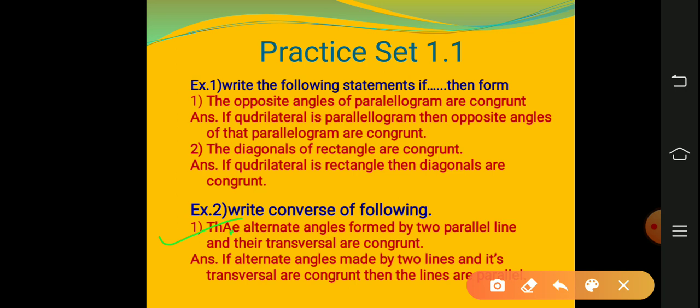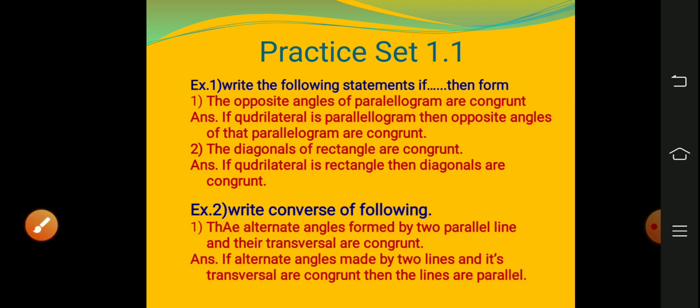It means that we interchange the antecedent and the consequent, then we get the converse of the given statement. It means that we have to change the if and then parts. So our answer is: if the alternate angles made by two lines and a transversal are congruent, then the lines are parallel to each other.